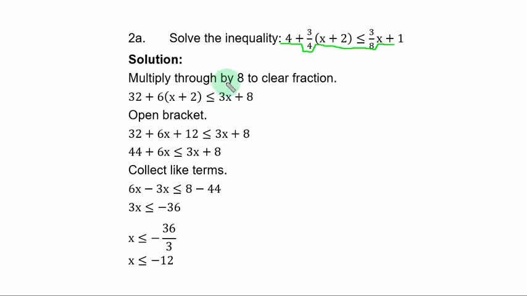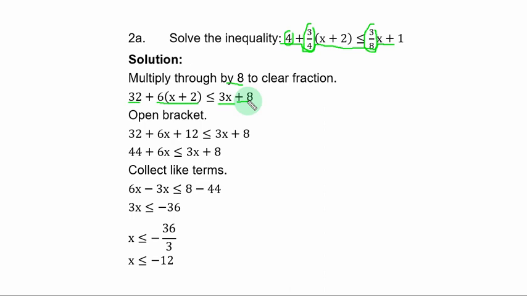The denominators are 4 and 8, and the LCM is 8. If you multiply the first term by 8, you have 32. 3 over 4 times 8 will give you 6 times the bracket, so you have 6 into s plus 2, bracket close. If you multiply 3 over 8 s by 8, you have 3s. If you multiply 1 by 8, you have 8.